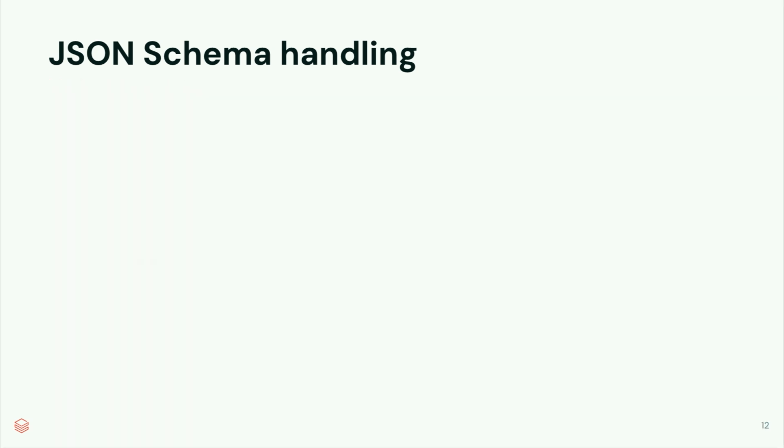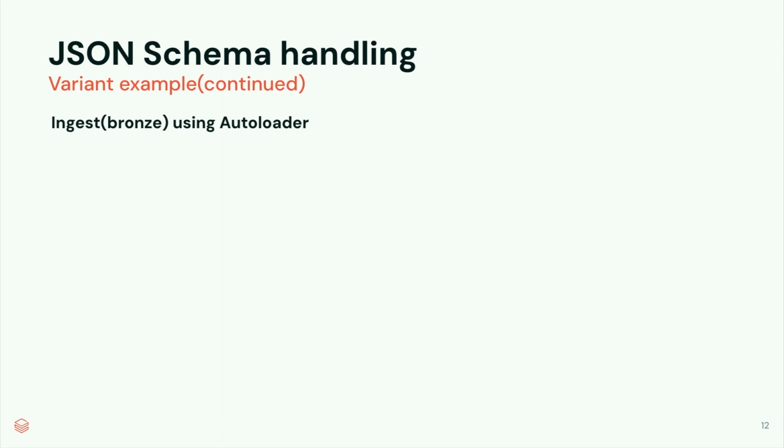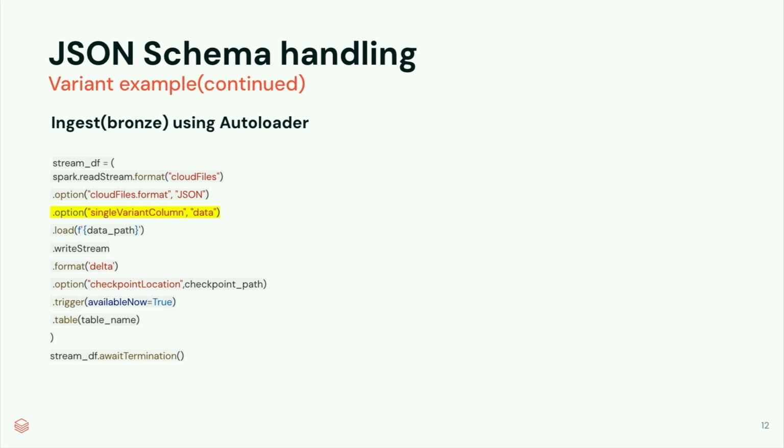Now let's look at a variant code example of how this can be done. You can actually use the same Auto Loader, but you can ingest JSON data as variant. This can be done by specifying that option, single variant column. And when you run this code, you don't have to worry about the schema, parsing, sampling, and all that. What it would basically do is you get a Delta table with just one column instead of 700 columns that you had before. One column, and the name of the column is data, and the type of it is variant.